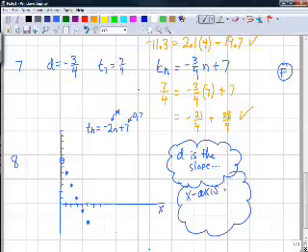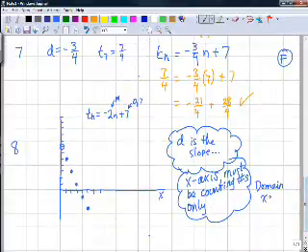Okay, number 8. Draw a graph. We're looking at question 5 above as the source of information for that graph. It's got negative 2n plus 7 as a sort of equation we can graph.